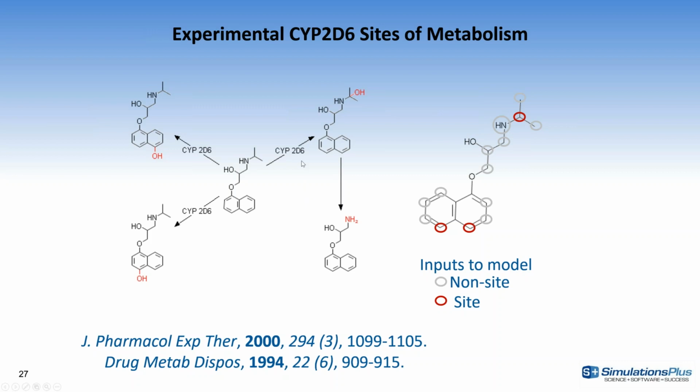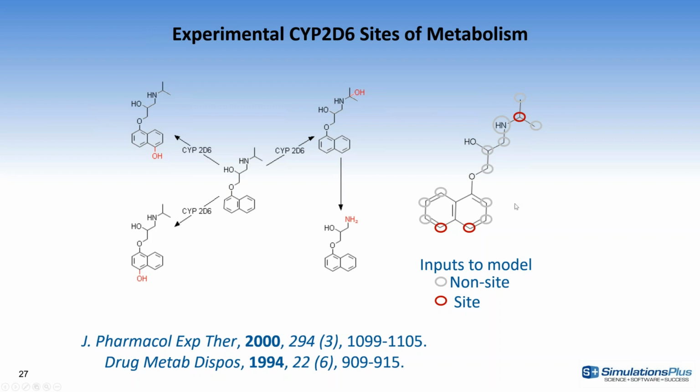By 2D6, and then this isopropyl group is hydroxylated in the middle carbon, and this is an unstable intermediate, so it would decompose into this amine here. So we would take this data and break this molecule into the individual atoms, and then we would identify the sites. These are identified in red, and the gray are the non-sites. And so that would create our table.